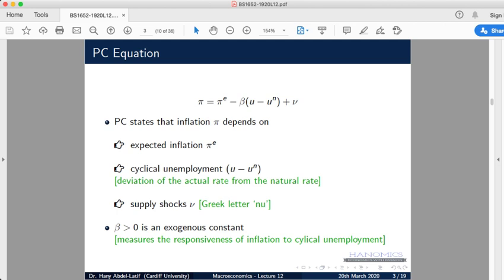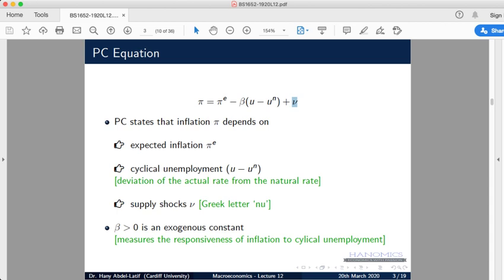One thing to keep in mind, what I'm showing you on the screen now is something we discussed last time. We showed you the derivation and the curve. This is what we know as the Phillips curve, or modified Phillips curve if you wish, because now we account for expectations of inflation, and also account for supply shocks here, which is this Greek letter nu.